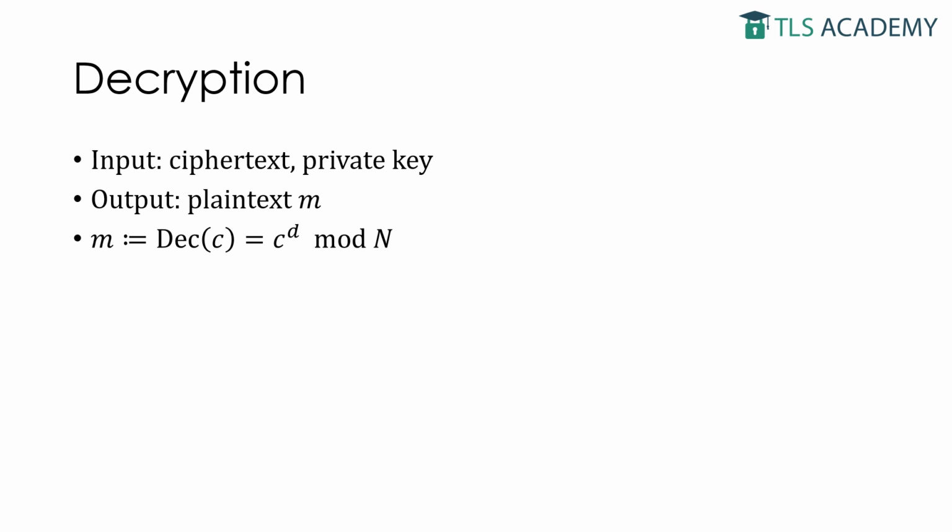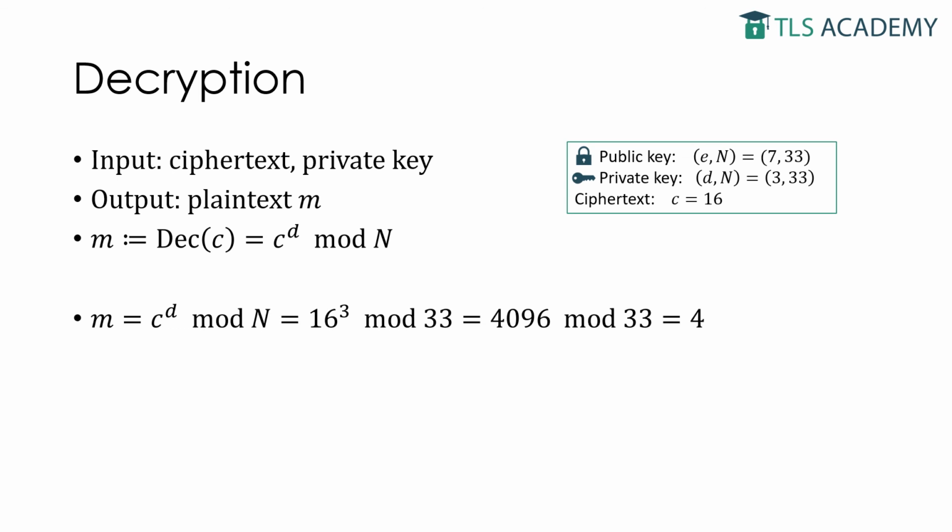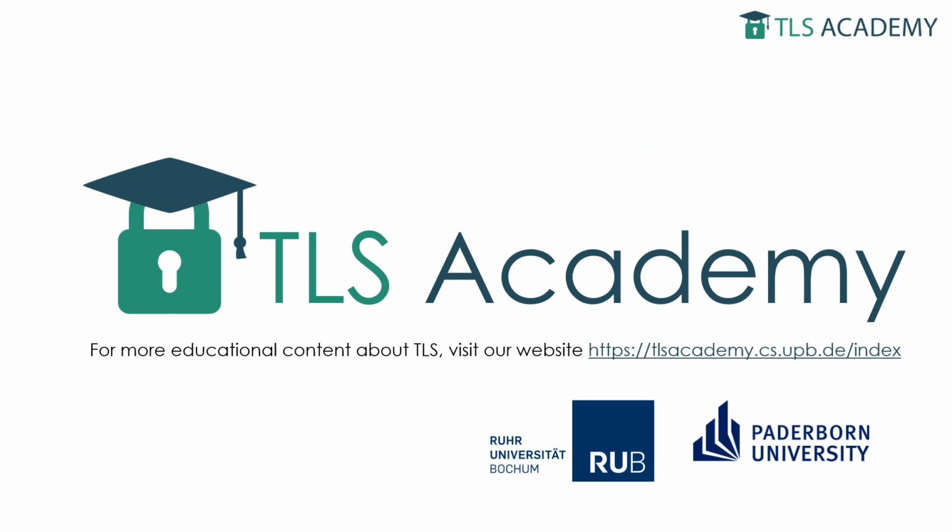For the decryption, we need the ciphertext and the private key. We receive the plaintext when we take the ciphertext to the power of a private key D and calculate the result modulo N. With our example, the ciphertext is 16 and a private key D is 3. 16 to the power of 3 is 4096. And when we take this result modulo 33, we again get our plaintext message, which is 4.